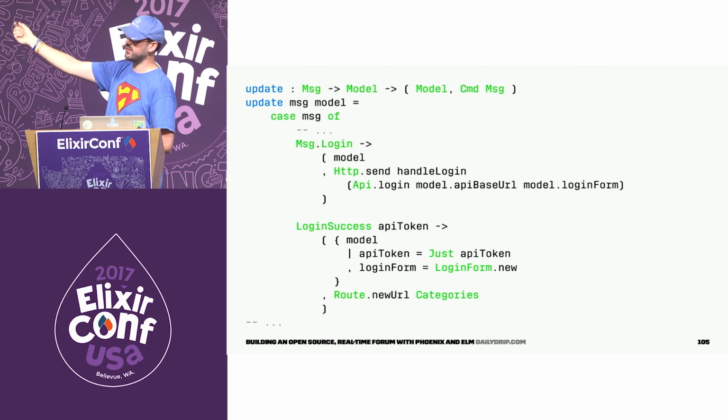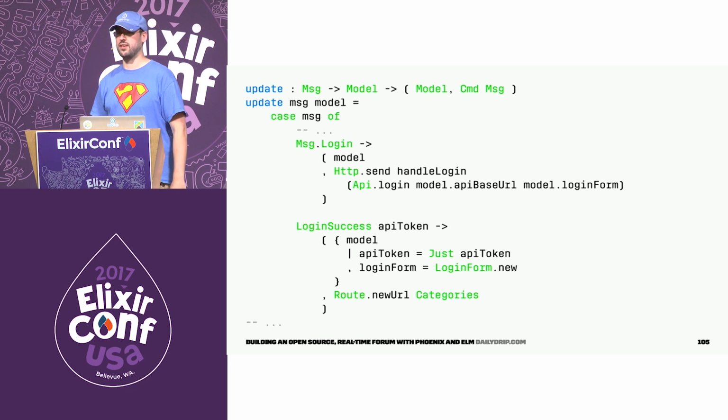And so now the runtime calls back into me, says, hey, the login was successful after I did the API call. Here's the API token. And then I just update the API token, so now I'm logged in. And I reset my login form so that when you go back to log in, it doesn't have what you typed in it last time still on it.